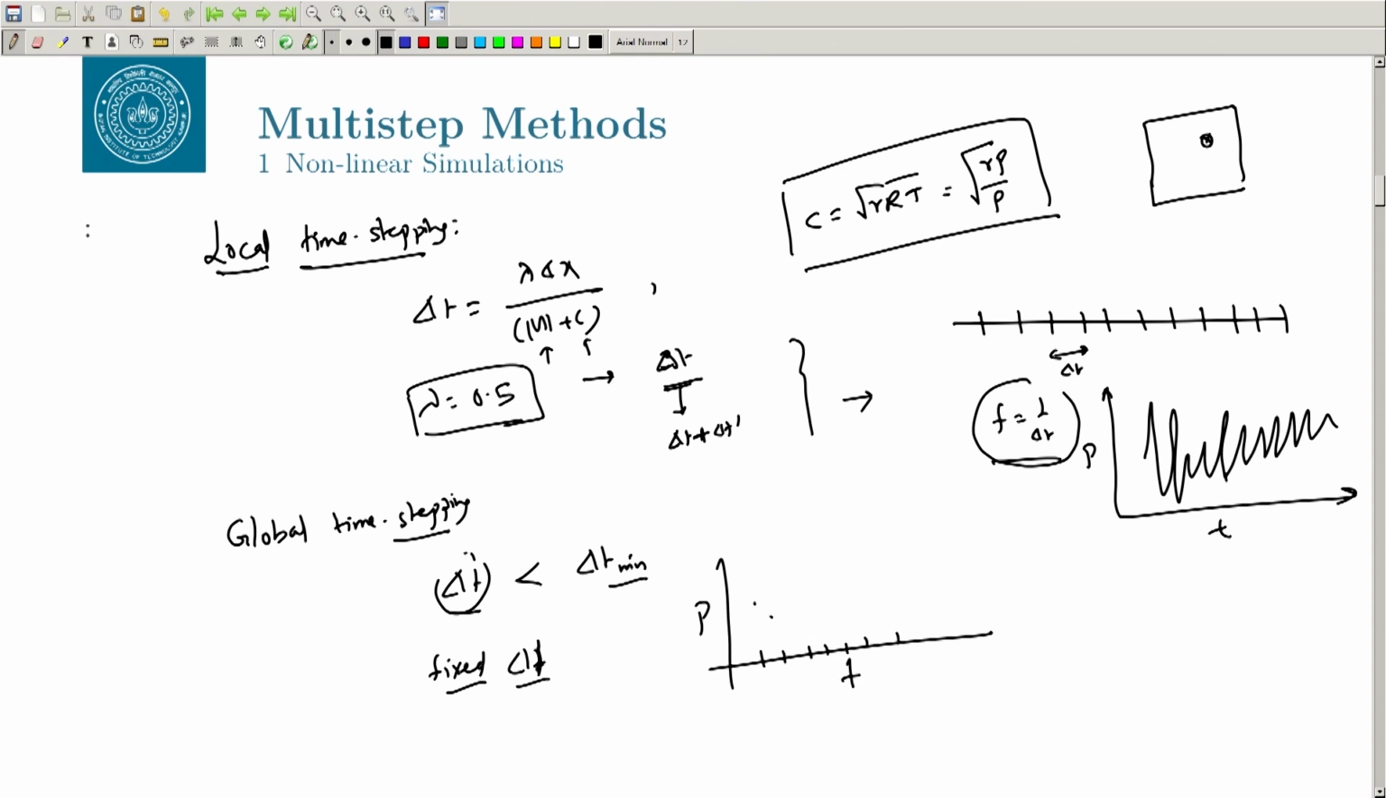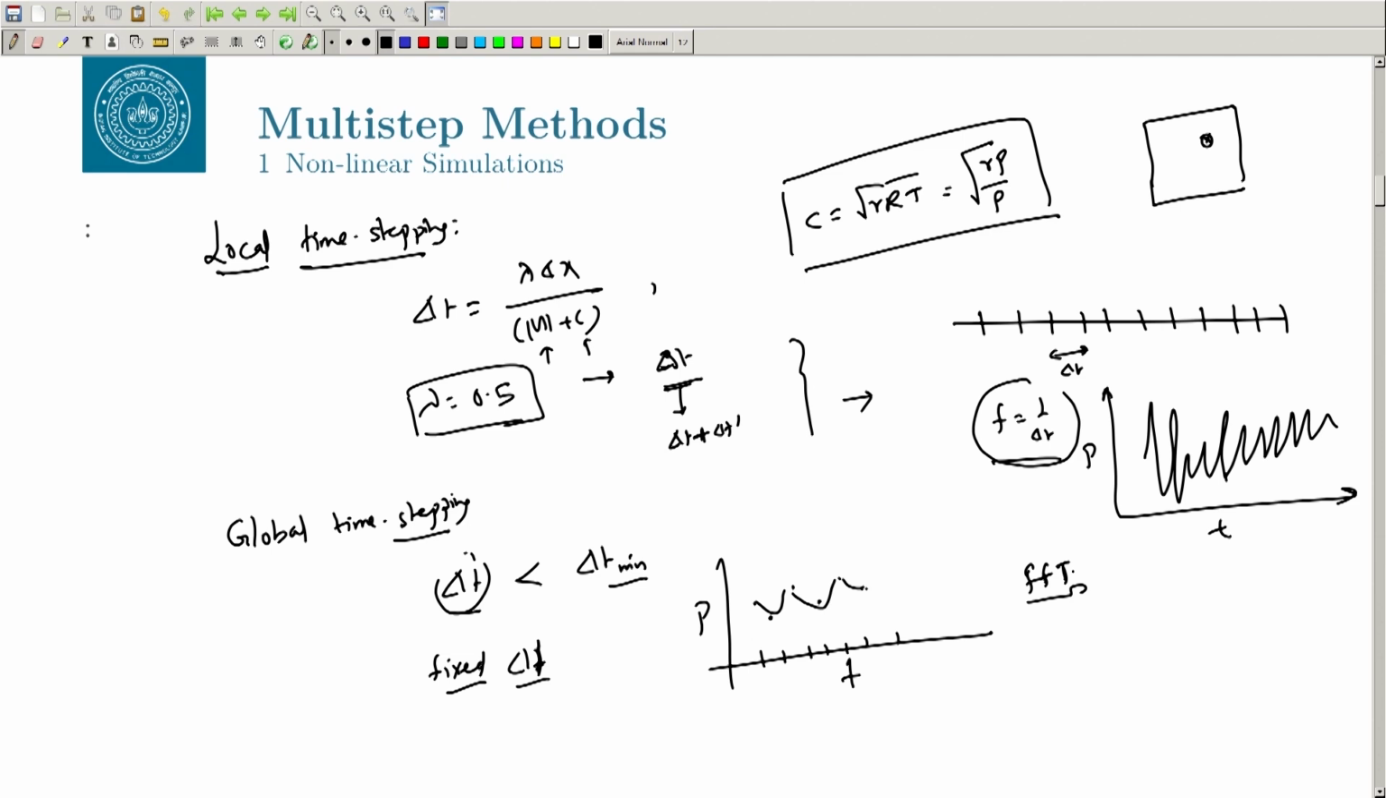So, let us say here, here, here, here, here, here, and then you can do FFT or many different kinds of analysis. For example, you can do DMD, which is the dynamic mode decomposition, or SPOD, which is spectral orthogonal decomposition.